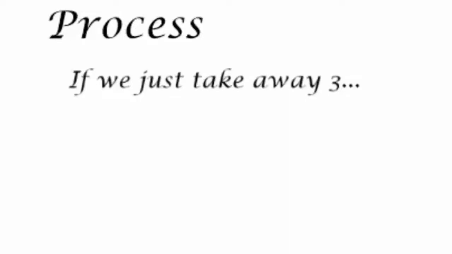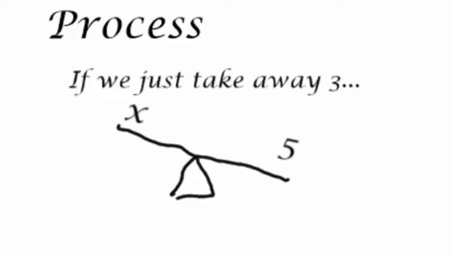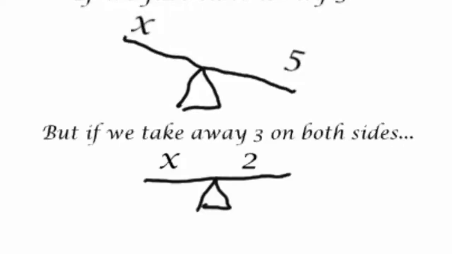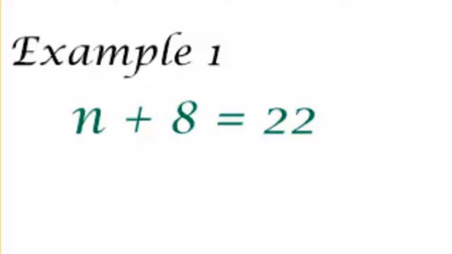So thinking about the process, if we just take away 3, we're going to have an imbalance, and 5 is going to end up being more than x if I just take away the 3 from x. If instead we take away the 3 from both sides, from the x and the 5, I'll have x and 2 on either side of the scale, and balance is achieved. But why is this? Why do I take away 3 from both sides? And why in particular did I get a 2 on the right side? So let's take a look at another example and perhaps it'll make more sense.